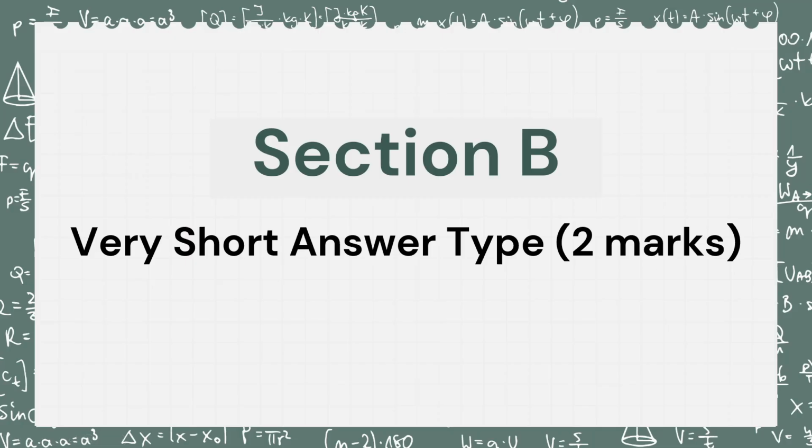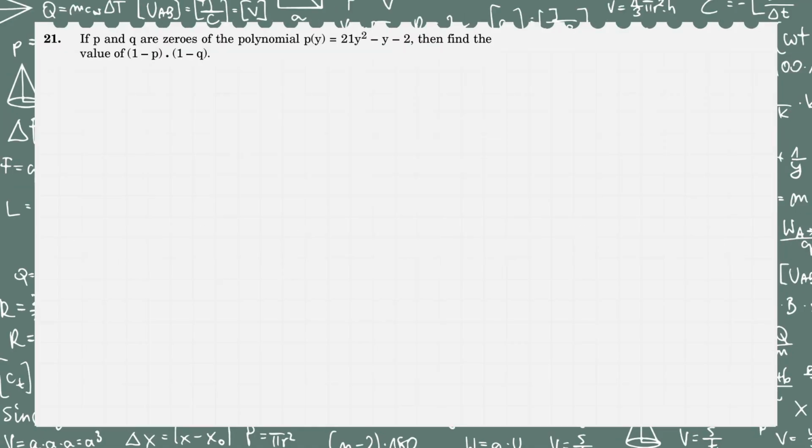Let us solve section B, very short answer type, carrying 2 marks each. Sum number 21. If p and q are zeros of the polynomial p of y equal to 21y square minus y minus 2, then find the value of 1 minus p into 1 minus q. Right? So, we are going to take the given polynomial. Given p of y equal to 21y square minus y minus 2.